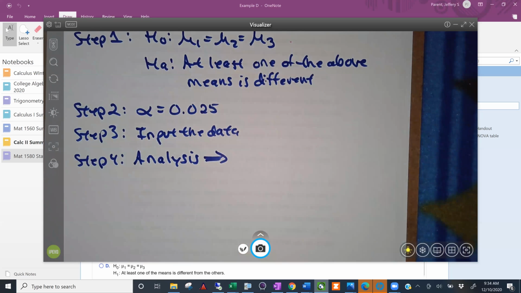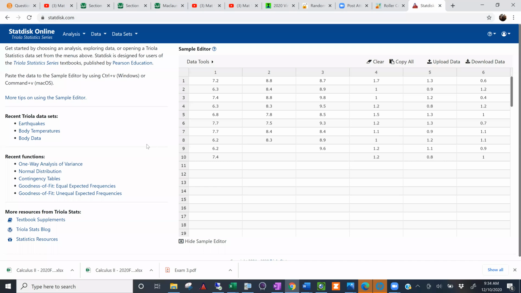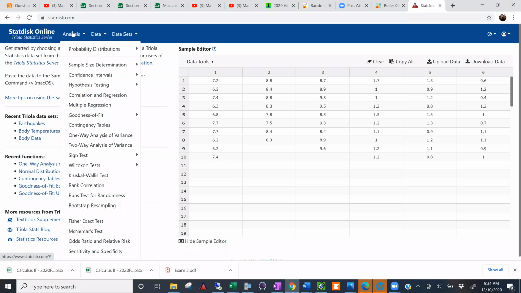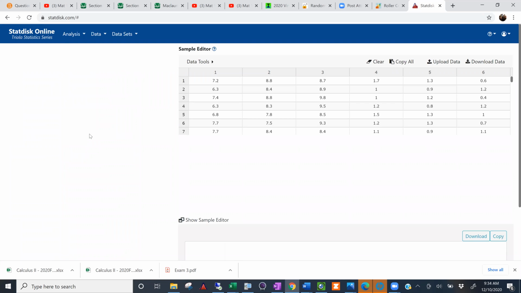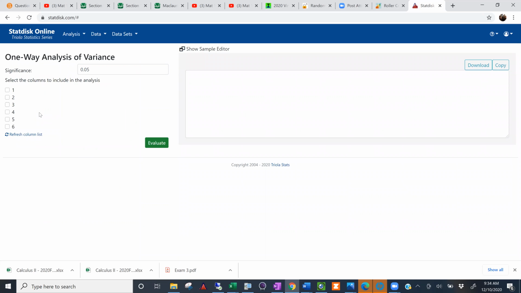And let's take a look at where we're going to go after that. Maybe you can guess it, maybe you can't. I'm thinking you can. Analysis. Anyone see anything that looks promising here? One-way analysis of variance. Yeah, thank you both. One-way analysis of variance. So this one down here, and it's pretty simple. So just select the columns to include in the analysis. So it's going to be 1, 2, and 3 for us.